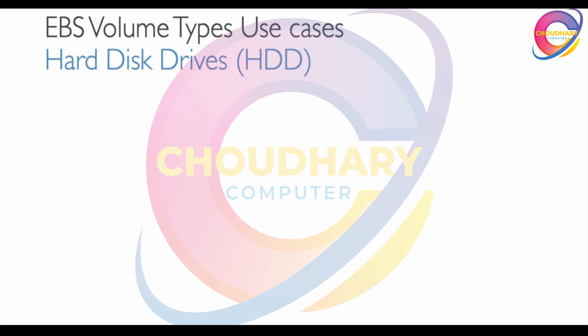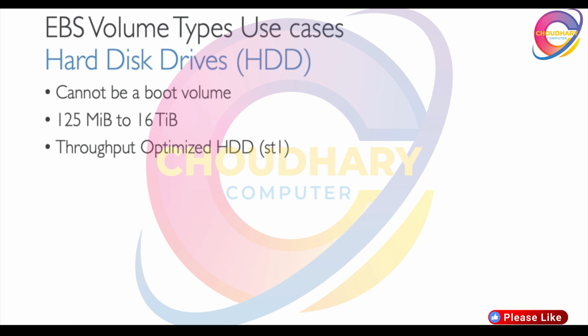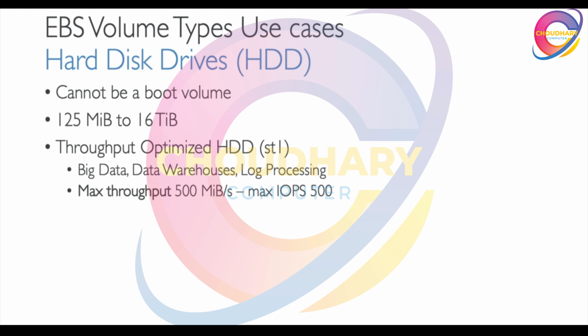So now let's quickly touch upon ST1 and SC1. They cannot be boot volumes, this can only be for the previous types of volumes. You can get the size up to 16 terabytes, and we get 2 kinds of volumes here. We have the Throughput Optimized HDD, so ST1, which is great for big data, data warehousing, and log processing, which gives you a max throughput of 500 megabytes per second and a max IOPS of 500.